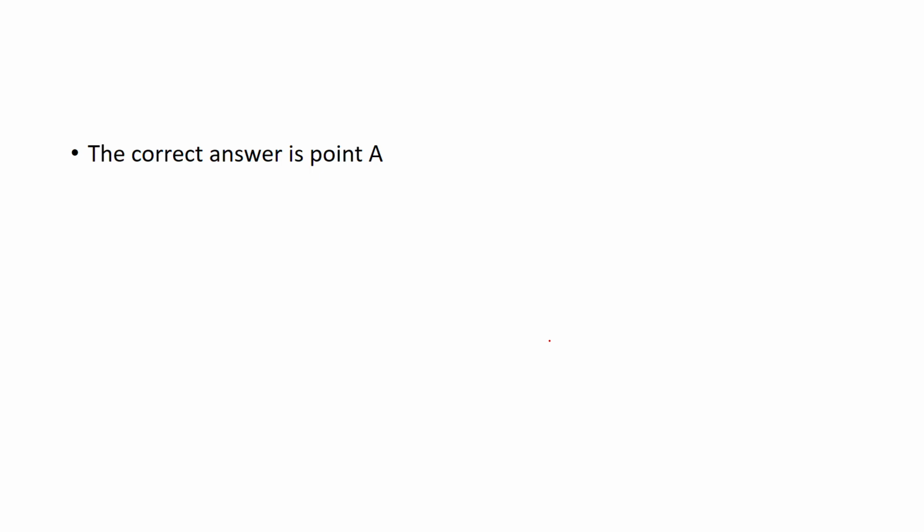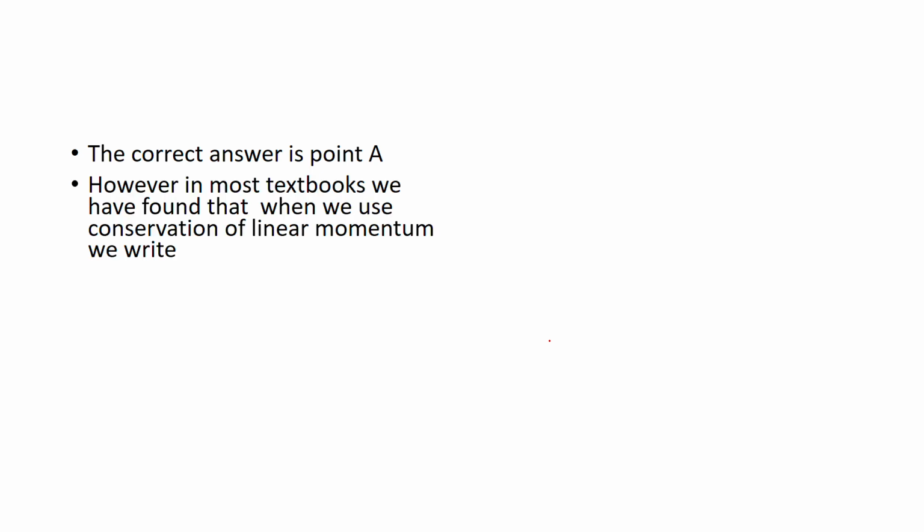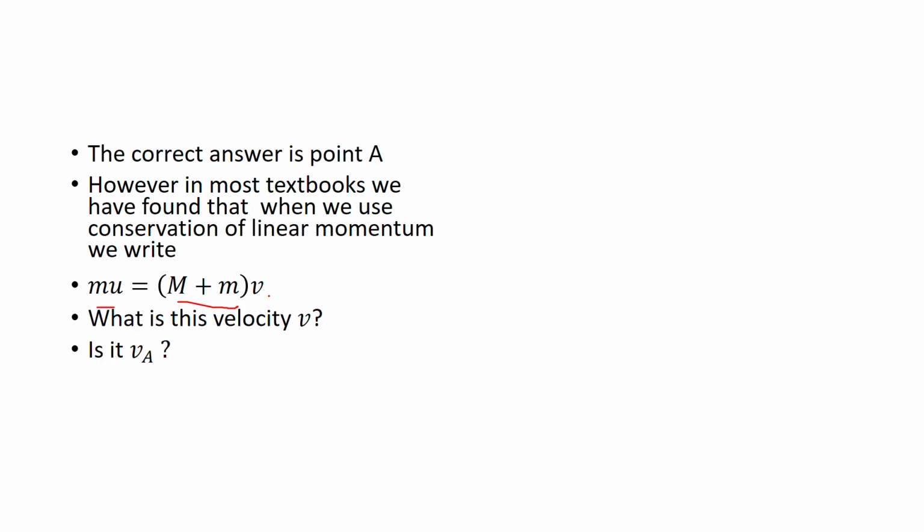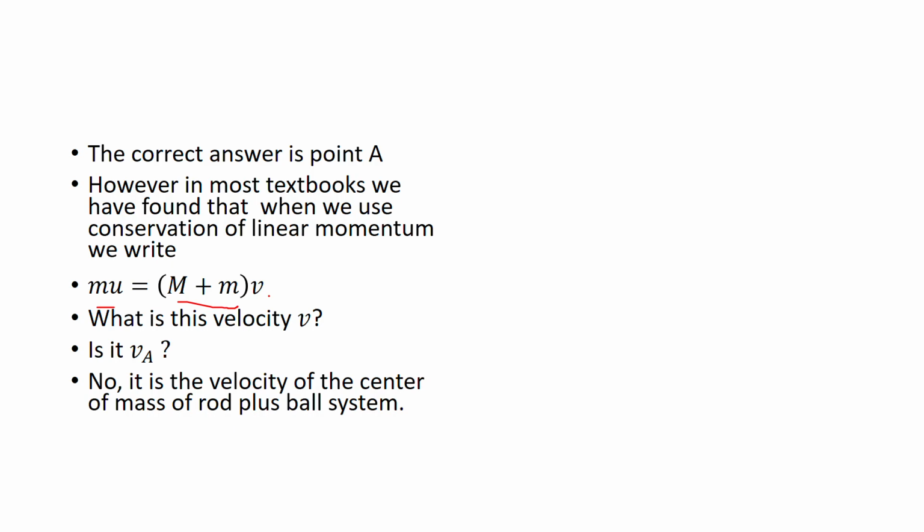The answer to this problem is that when this ball strikes the rod, after sticking, the velocity of the ball is the same as the velocity of point A of the rod after collision. So for example, when we write this equation, the conservation of linear momentum, which is generally given in our textbook, that mu equals m plus M into v, then the question arises: what is v? Is it va or is it v0, or is it something else?